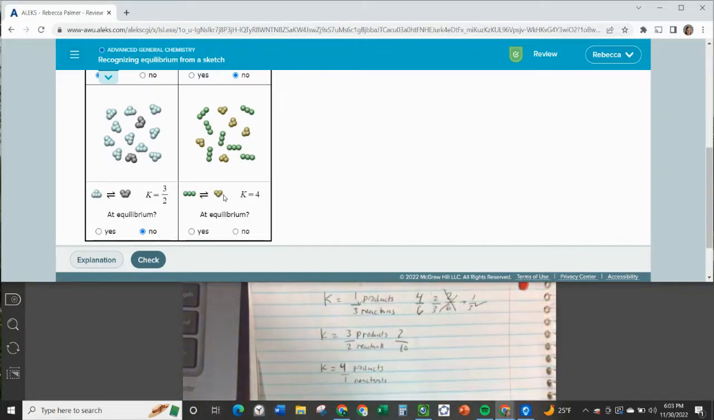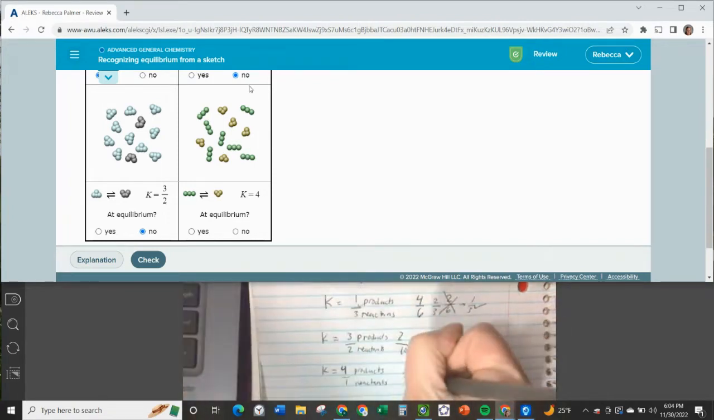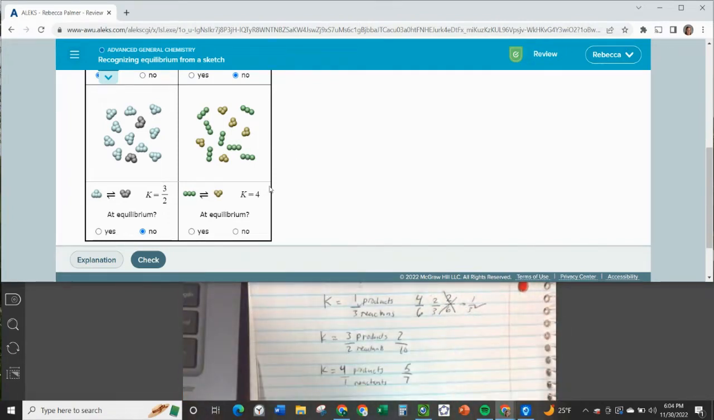So these ones are our products. We've got 1, 2, 3, 4, 5 products for, let's count them, 1, 2, 3, 4, 5, 6, 7. So this would not be at equilibrium.